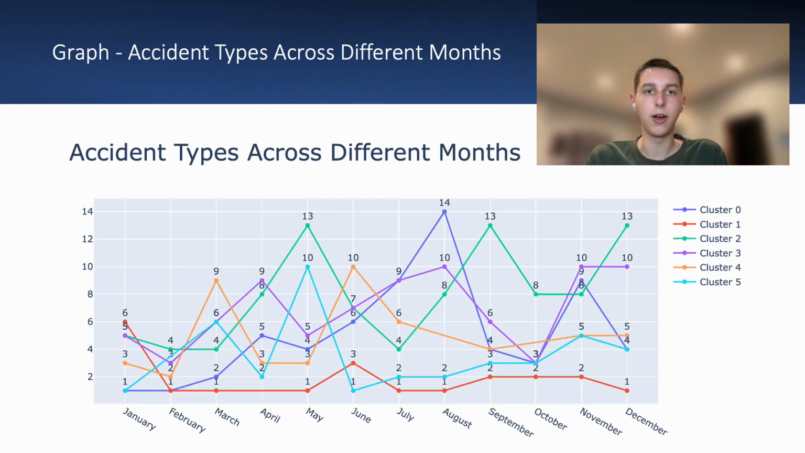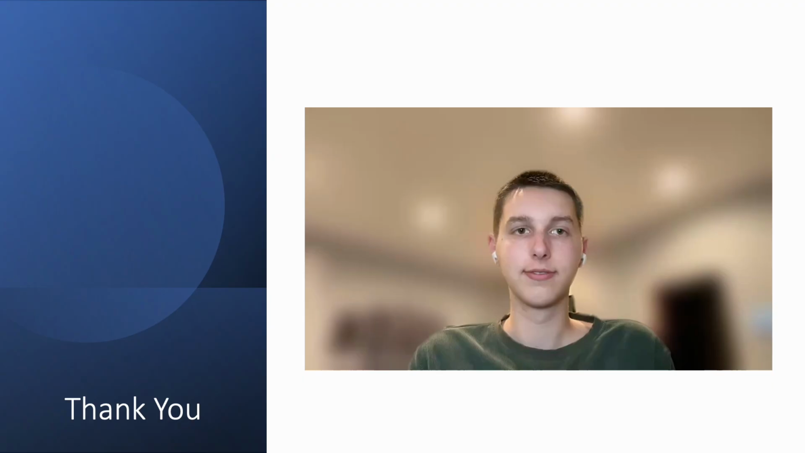Here we can see how accident types are distributed across different months. Interestingly, Cluster 2 involving tree crashes shows spikes in May, September, and December. This could point to environmental or driving conditions that lead to specific accident types during those months.